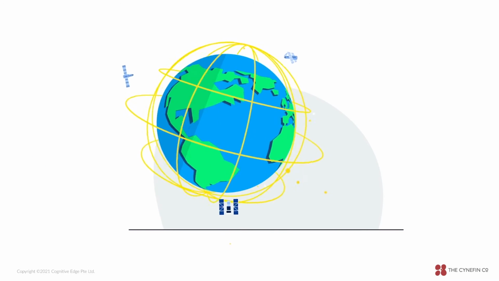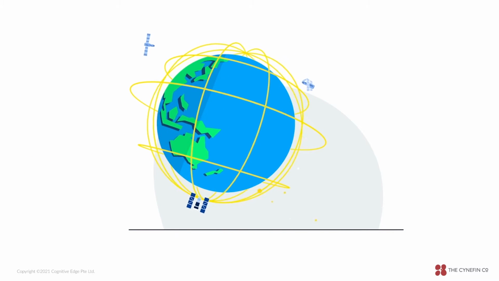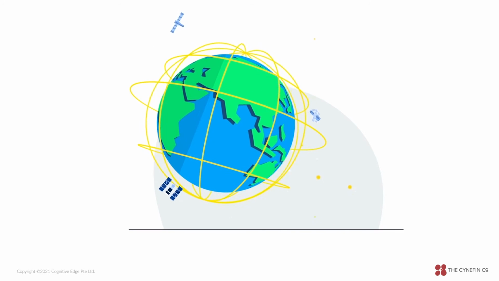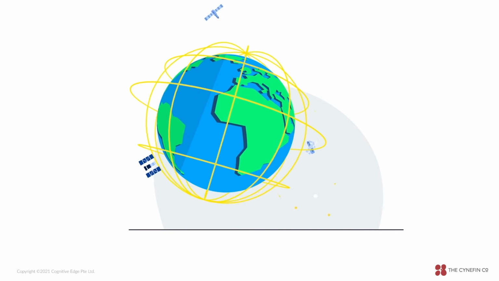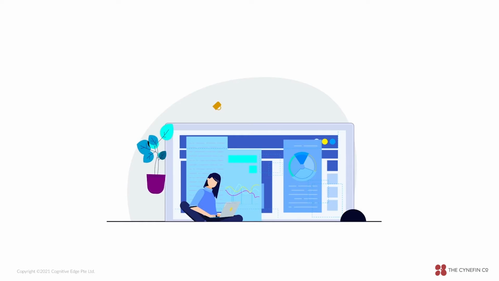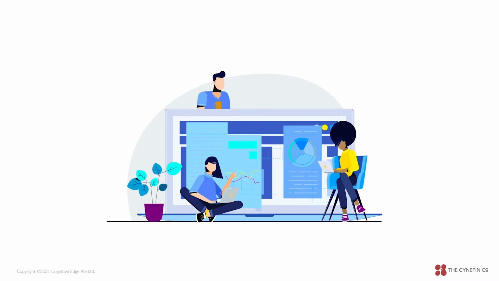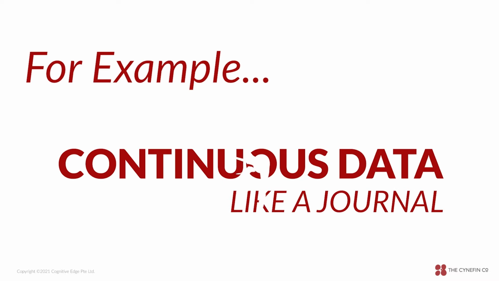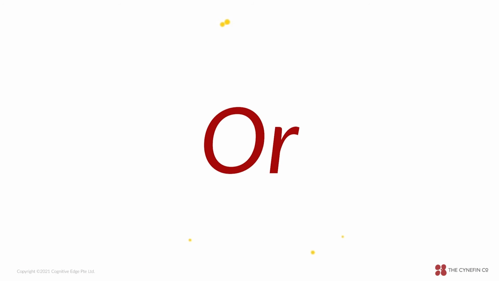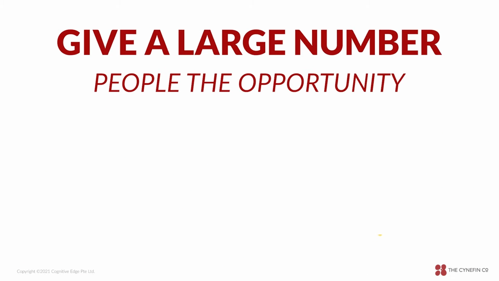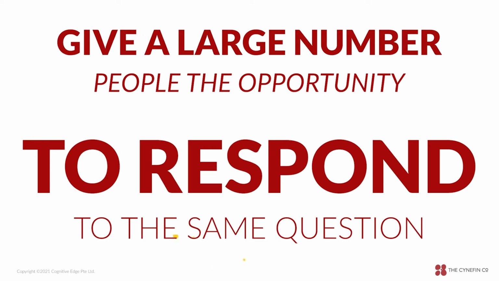Thousands of people can contribute stories from wherever they are, from rural areas to urban centers across the globe. Sensemaker is like a Swiss Army knife of data collection software. For example, it can collect continuous data like a journal, or it can give a large number of people the opportunity to respond to the same question.